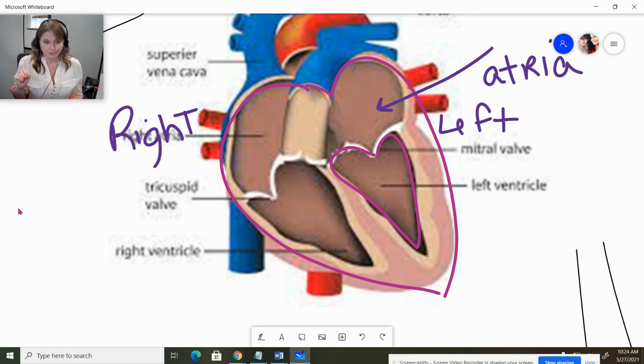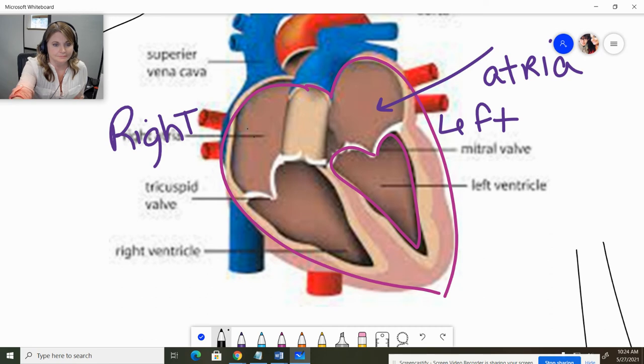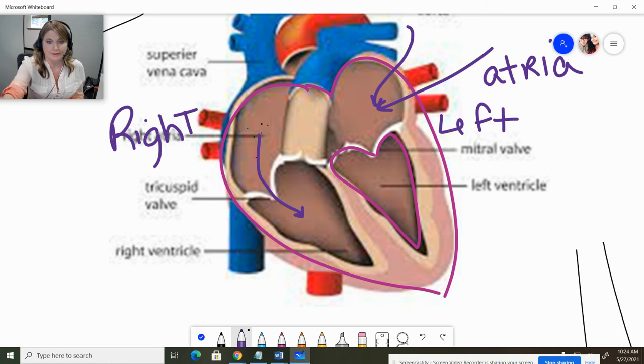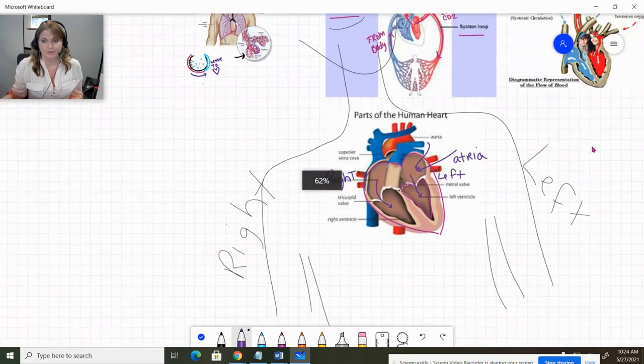So the oxygen poor blood from the body comes into the right atria here. This is kind of like the staging area. And then it makes its way from here to the right ventricle. From the right ventricle, it's pumped into the lungs. It is oxygenated through diffusion, through gas exchange, comes back from the lungs into the left atria to the left ventricle, and then is pumped out of the body. Okay, so those are just those chambers of the heart.